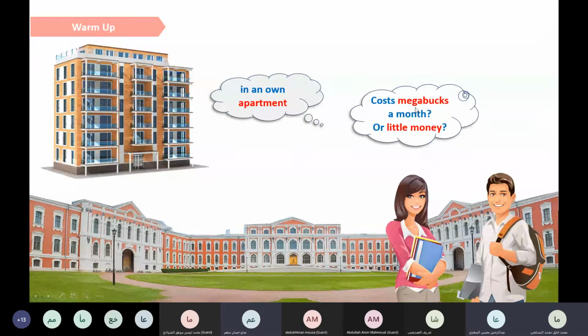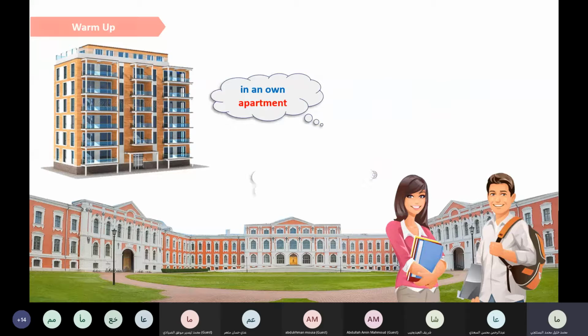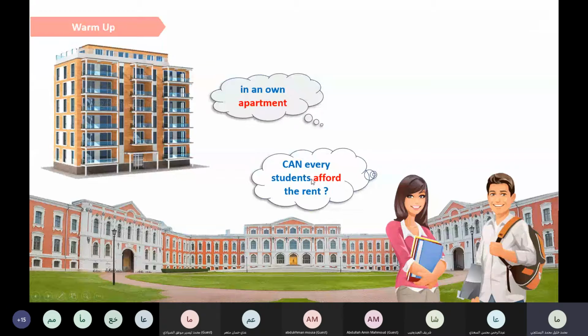Because if you want to live in an apartment outside the university, you have to pay a lot of money. This is an informal phrase for a lot of money. Megabucks means paying a lot of money. Good. Can everyone, let us say, afford the rent? No, teacher. No. Not everyone can afford the rent.